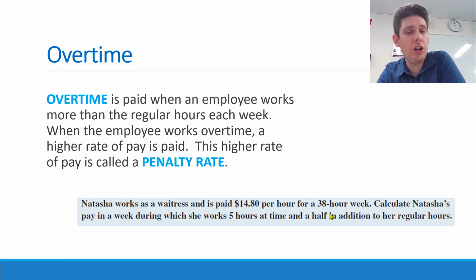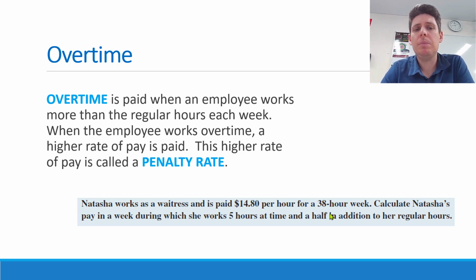All right, the next thing is overtime. Overtime is paid when an employee works more than the regular hours each week. So it's slightly different to allowance. It's just you do normal work, but it's over the top. And like I said, I don't get overtime as a teacher, I just get a salary. So this is if you have a wage, you do overtime. When you do overtime, you usually get a higher rate of pay. So if you work like a public holiday, you're doing overtime.